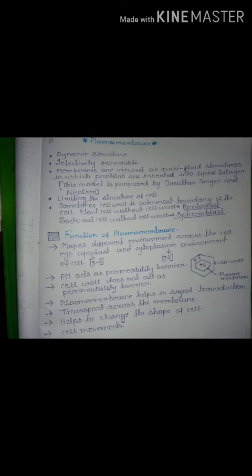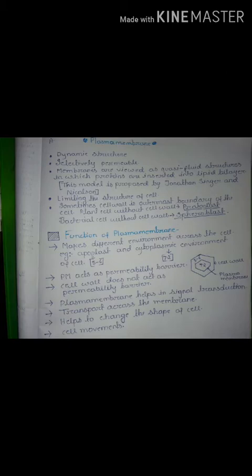Apoplast pH is 5 to 6, and cytoplasmic pH is 7 to 7.2. The apoplast is the region between the plasma membrane and the cell wall. Due to the presence of the plasma membrane, it separates the different pH of the environments. The pH of the cytoplasmic environment is 7.2, while on the other side, the pH of the apoplast is only 5 to 6.